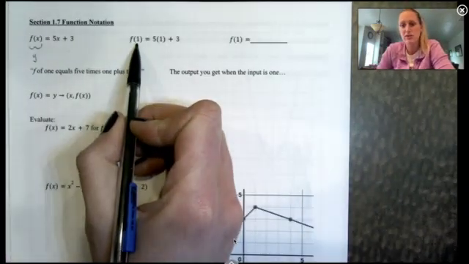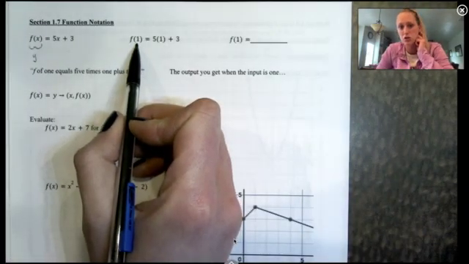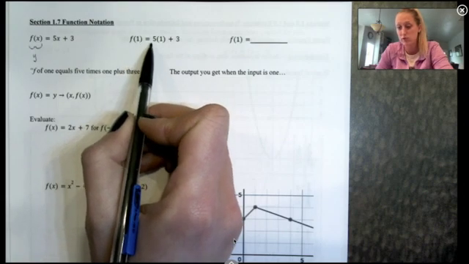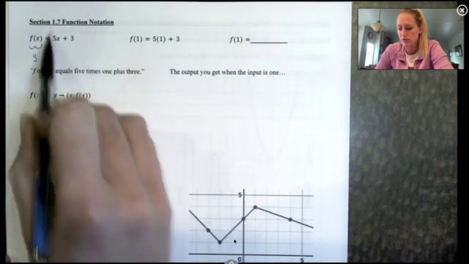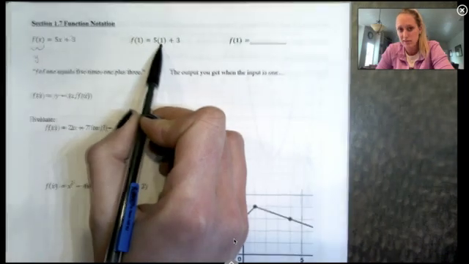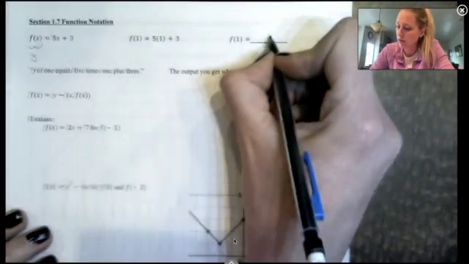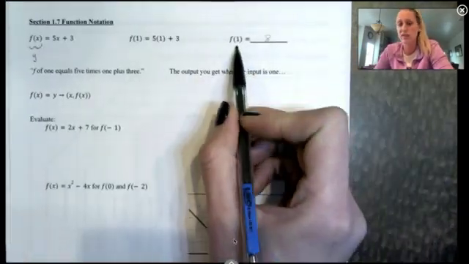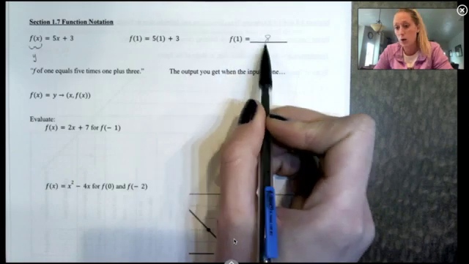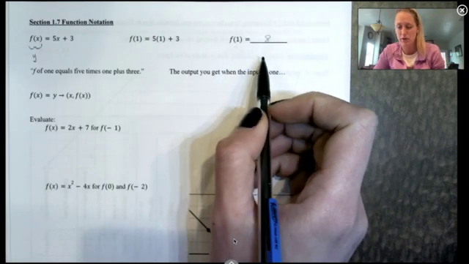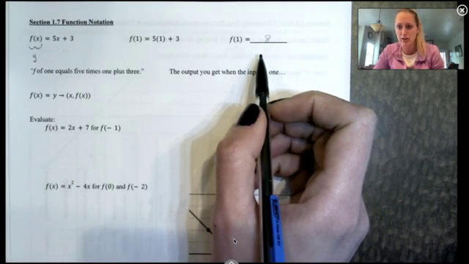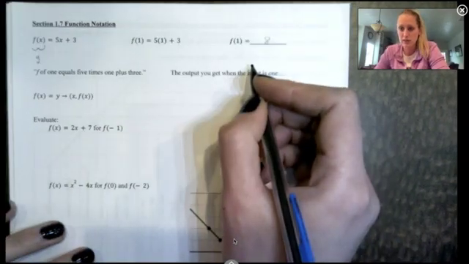f of 1. What this is saying is they want us to substitute 1 in for every x value. So if we do that, I'm using this function here. 5 times 1 is 5, plus 3 is 8. So f of 1 equals 8. Here I can see the input was 1 and the output was 8 at the same time, whereas if I just have y equals 8, I don't know what the input was. So that's why we really like function notation.